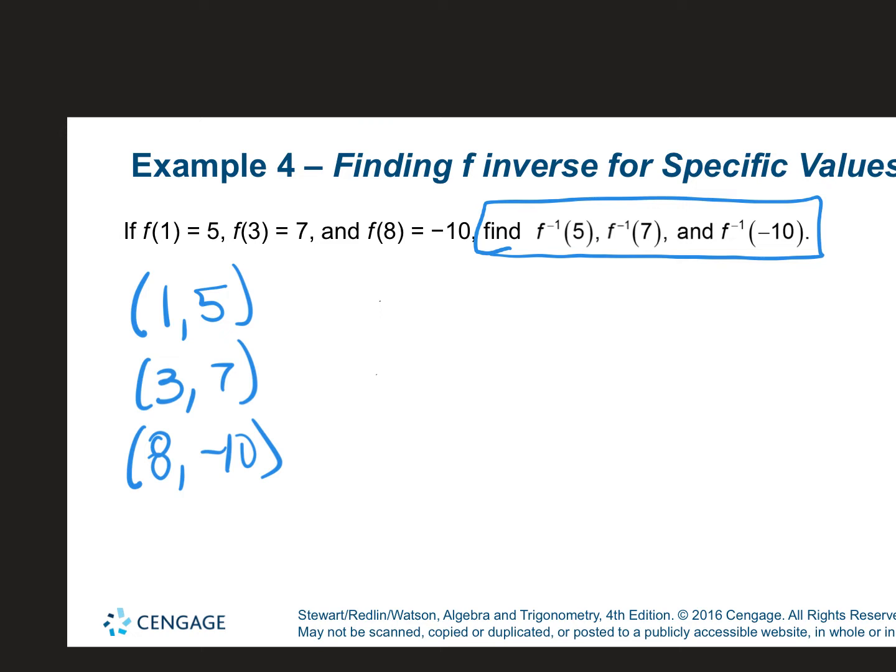So think about this, guys. The inverse of 5 is going to be 1. The inverse of 7 is going to be 3. The inverse of -10 is going to be 8. They're opposites. If you were going to write these ordered pairs as inverses, the inverse to 1, 5 would be 5, 1. The inverse to 3, 7 would be 7, 3. And then the inverse to 8, -10 would be -10, 8. The signs stay the same, all that stuff. The only thing that changes is the order.